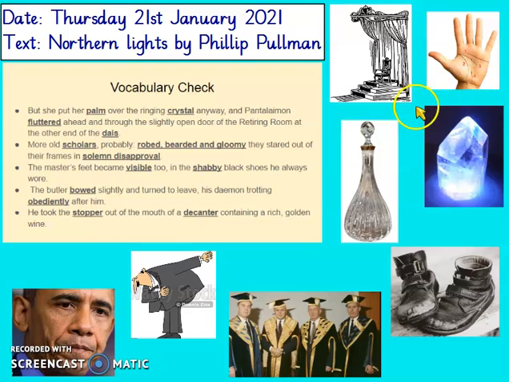Let's continue the sentence. And Pantalaimon fluttered ahead and through the slightly open door of the retiring room at the other end of the dais. Fluttered is when something flaps their wings quickly and lightly, like a butterfly. And a dais is a platform which holds a lectern or a throne. So you might see that in a place of worship or somewhere quite spectacular.